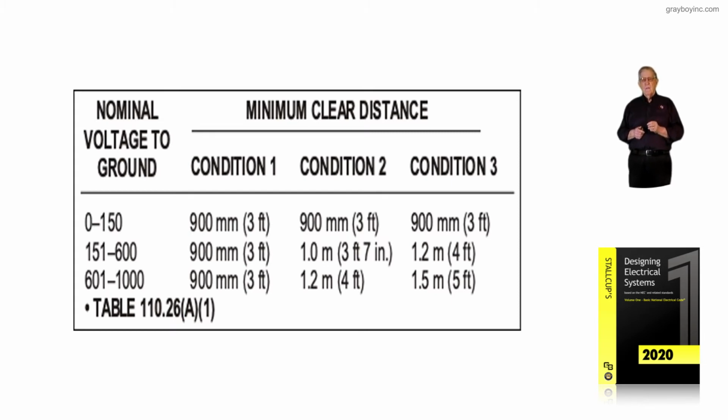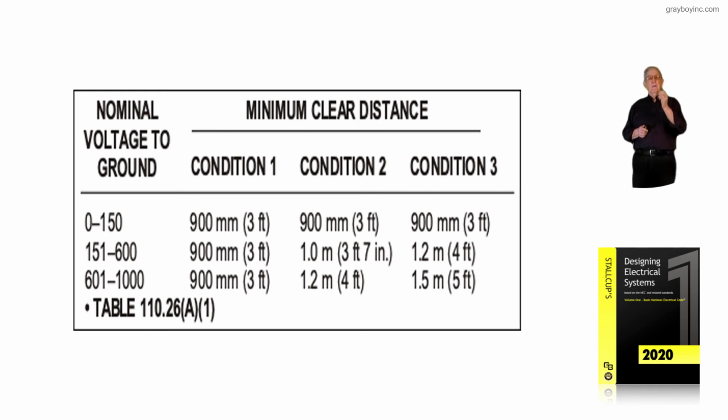Condition 2, though, that wall's changed. We have a grounded wall, such as concrete, haydite, brick, and so forth. And then notice it's still 3 foot for 0 to 150 volts to ground, picking up 120 volt, 120/240, and 120/208. 151 to 600, though, changes completely because we have a grounded wall, concrete, haydite, or brick.